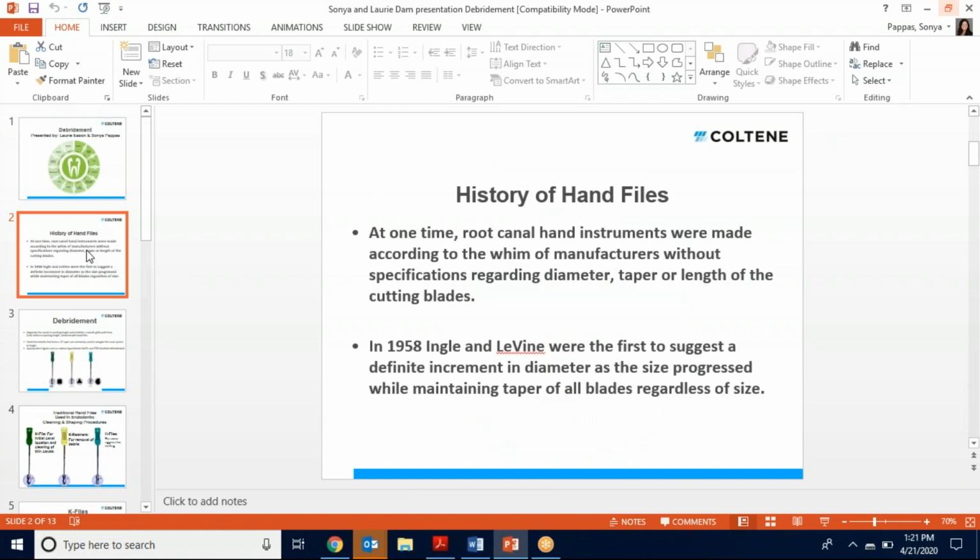So just a background history of hand files. At one time, root canal hand instruments were made basically on a whim. It was the wild, wild west out there. There wasn't very much specification regarding diameter, taper, length, or cutting blade. So in 1958, Engel and Levine were the first to suggest that there should be a definite increment in diameter as the size progressed while maintaining taper of all of the blades regardless of size. So in the mid 50s, there was actually some consistency that started with the manufacturing process of hand files.